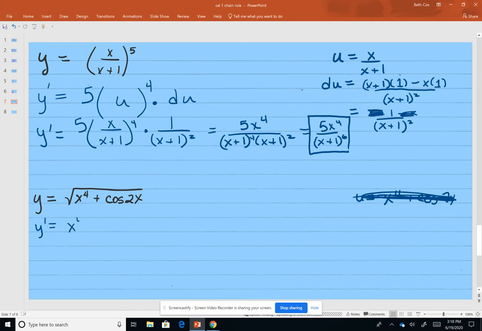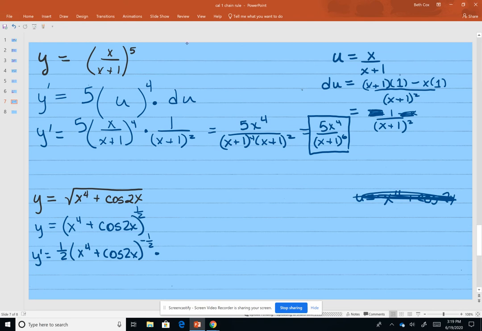So this is the same as that. That's not y prime, that's y. So that's y, so I rewrote it. Now I'm going to do y prime. I'm going to take the 1/2, it goes down front, and then I'm going to subtract 1 from the 1/2 to make a negative 1/2, times, here we go, the derivative of the inside function.